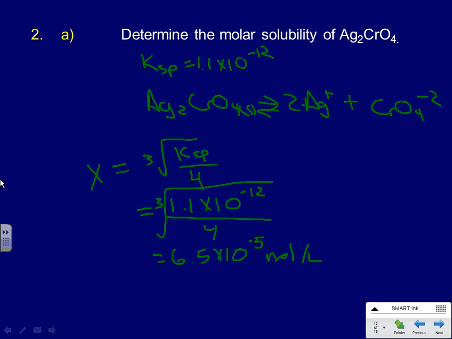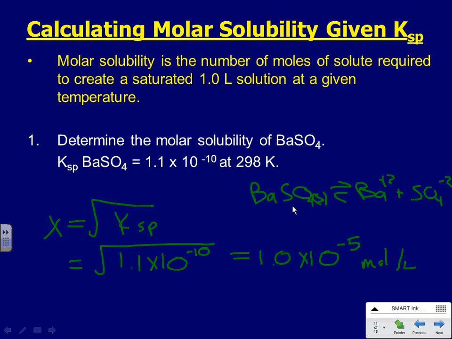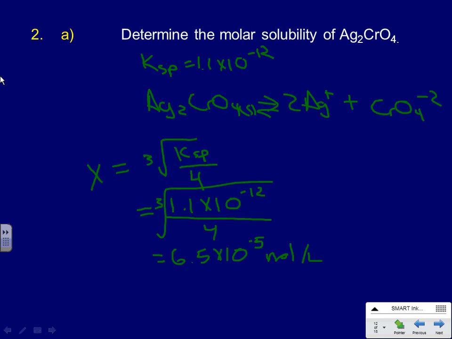Here's an example of it. Notice the Ksp is smaller in this question than it was in the previous one, right? There it was times 10 to the minus 10, but because it only had 2 ions and we took the square root, we've got 10 to the minus 5, right?